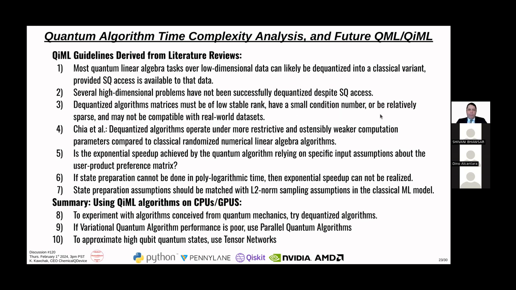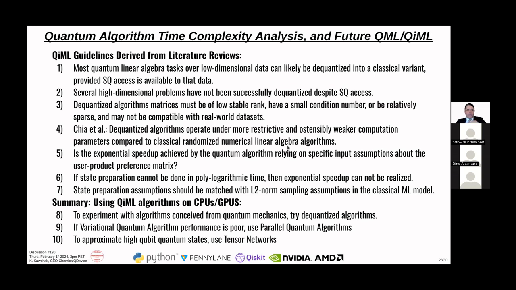Here's another one. Dequantized algorithm matrices must be of low stable rank, have a small condition number, or be relatively sparse, and may not be compatible with real world data sets. So you have to get this from all directions. Ewin Tang's dissertation, and then the survey that I've been citing here, all kind of shine light on it from a different direction. As a researcher, you have to know that these things exist, these three main categories that I'm going over here. Other researchers, Chia et al., have some other restrictions there too.